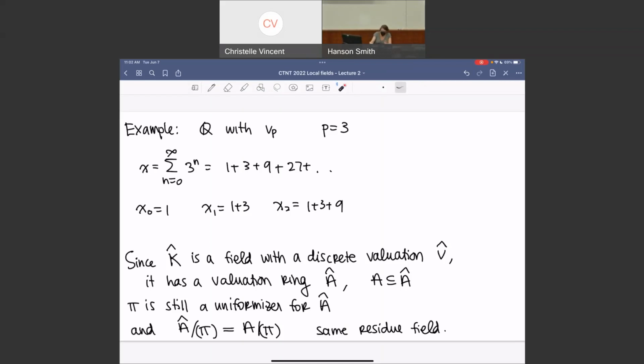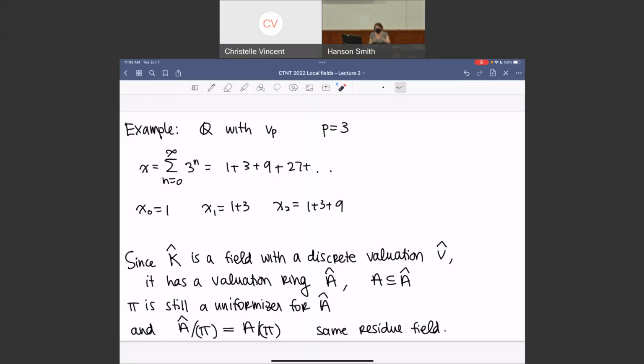What I want you to get from these little lines at the bottom is that passing to the completion changes some stuff. Obviously, now you have hats. But it also doesn't change too many things. It's very mild. You still have the same uniformizer, you still have the same residue field. And that's something that we do. The story I want to tell next time, when I talk about the global places, is that you start with Z or Q and things are hard. So then you localize and you complete, and all of a sudden you're in Z_p or Q_p, and there's more you can say just because things are simpler when you only have one prime ideal.